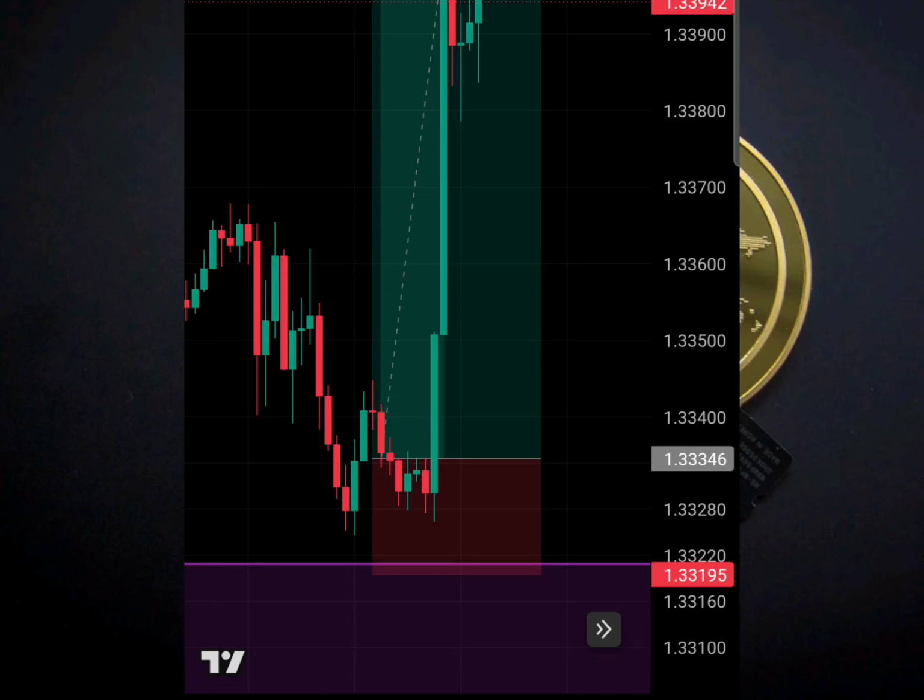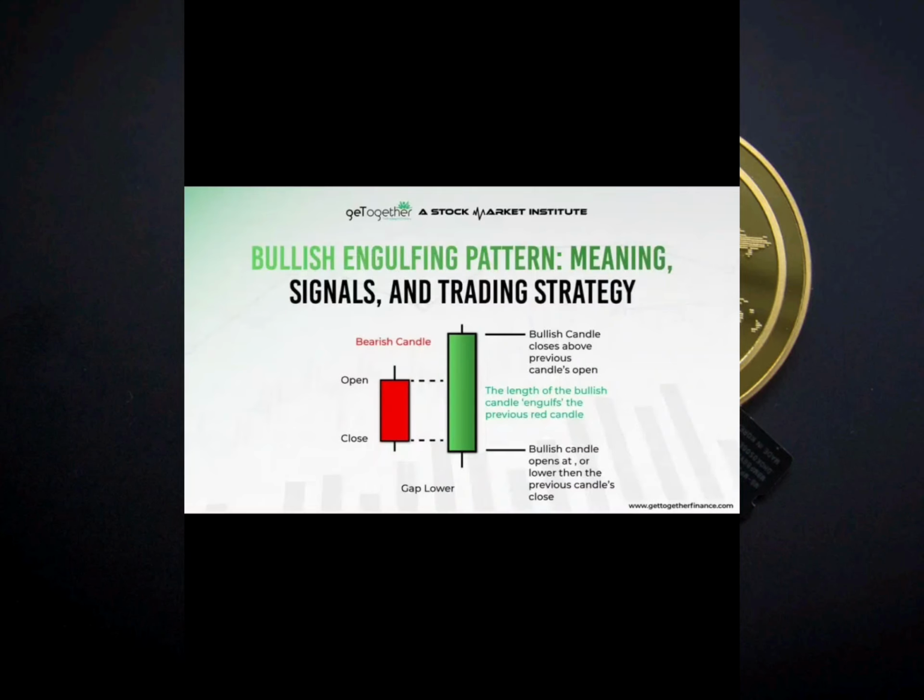Let me show you on one of my pictures. So this is the bullish engulfing candle, a bullish engulfing pattern, its meaning, signal and trading strategy. Bullish engulfing: the bullish candle closes above the previous candle's open. You can see. All right, you need to just close above this particular red candle. That means the market is trying to change the trend at that moment.